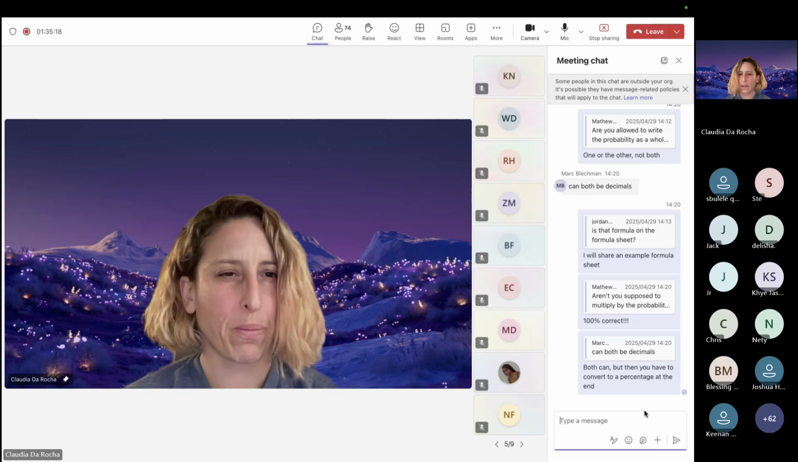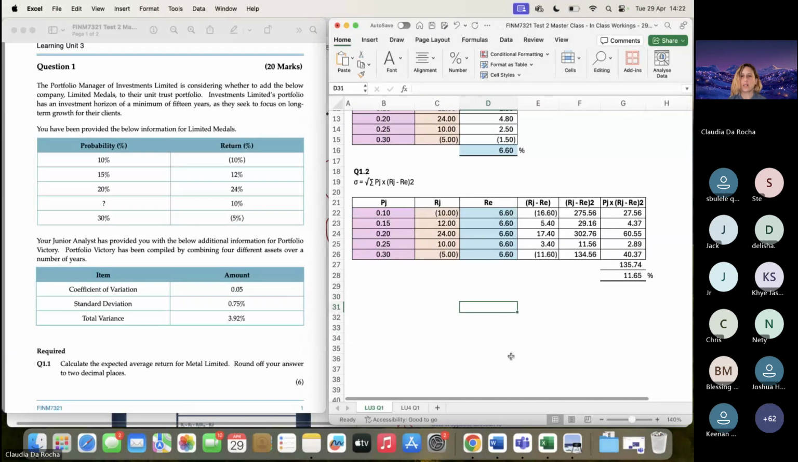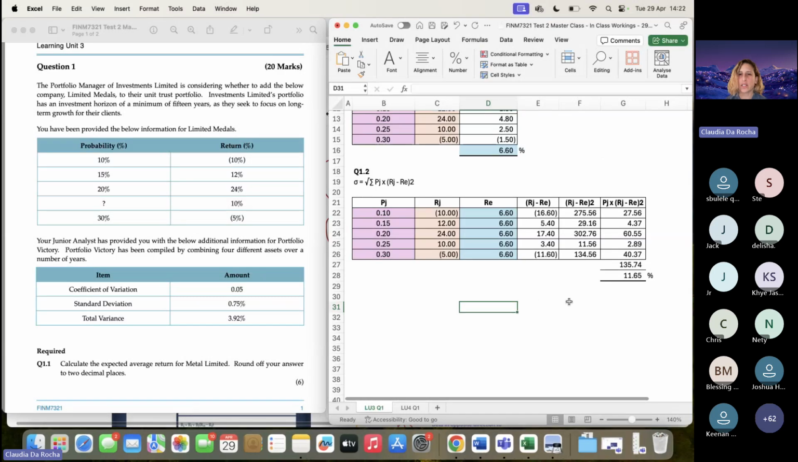Of course, I'll show the answer again. Let me hide that. Okay, so the answer is PJ. There's obviously your probability, your return for your individual probabilities, and your overall return that you calculated. We then say RJ minus RE, squared, and mustn't forget to times by the probability. Thank you, because I did forget to do that. We sum that, and then we square root it to get our answer. We leave it like that. Cool.